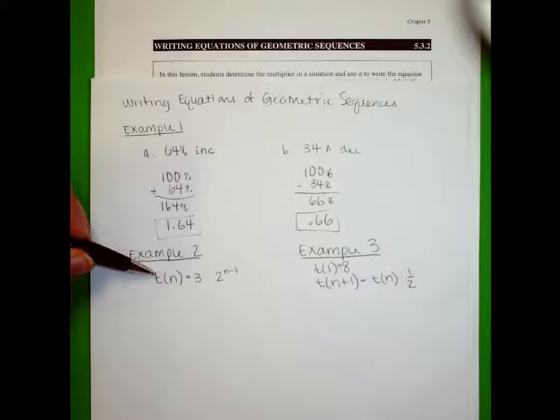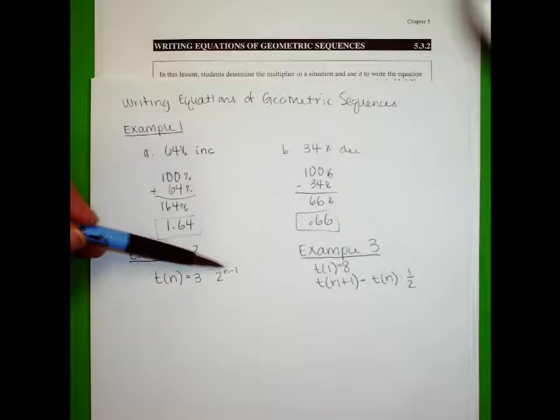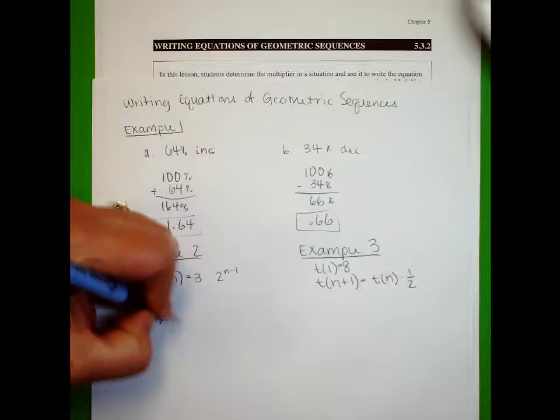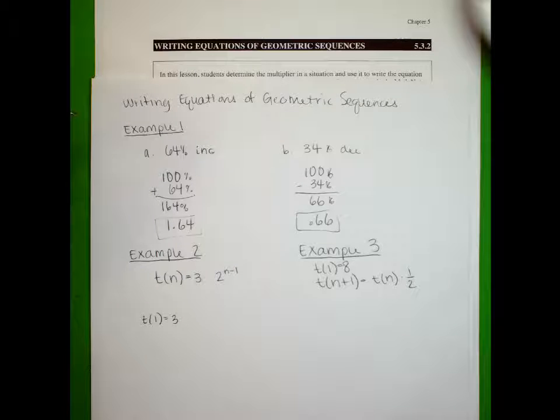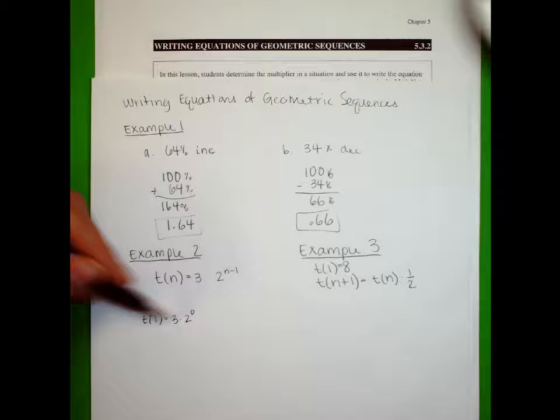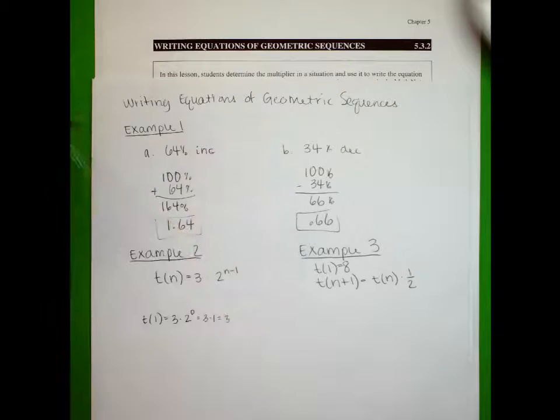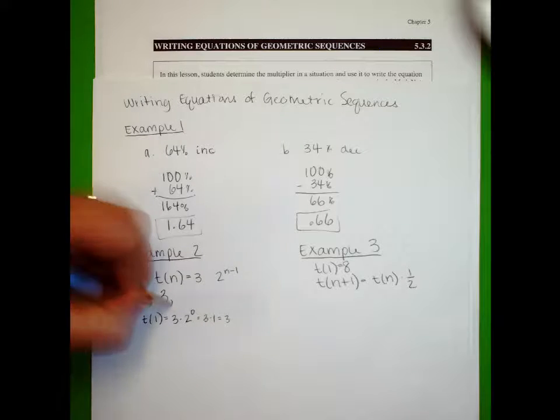So to find the first term, you plug 1 in to the equation for n. So you have 1 minus 1. So the t of 1 would be 3 times 2 to the 0. Any number to the 0th power equals 1. So we have 3 times 1, which just equals 3. So our first term is 3.